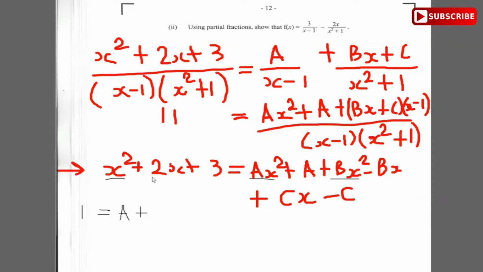Equating x terms, we say 2x is equal to minus bx plus cx. So we can write it as 2 is equal to minus b plus c. And then we have 3 is equal to a minus c. All right, nice and easy.